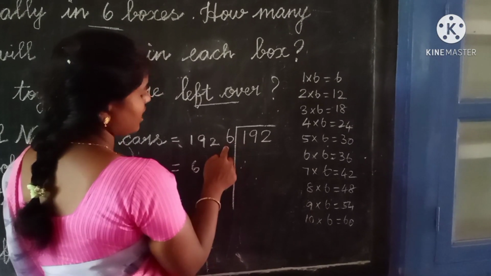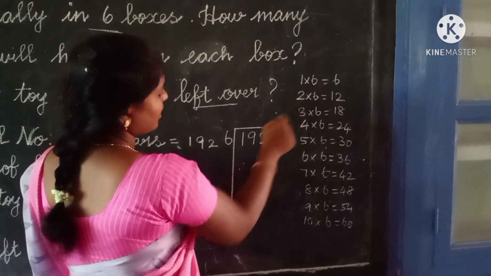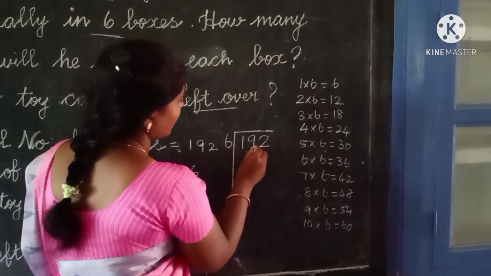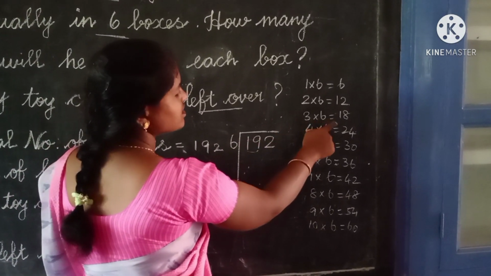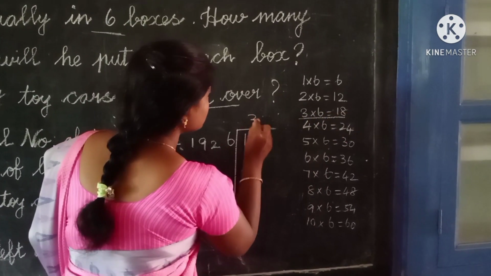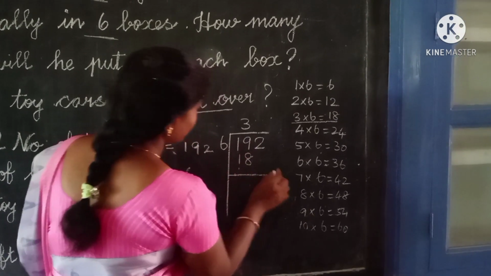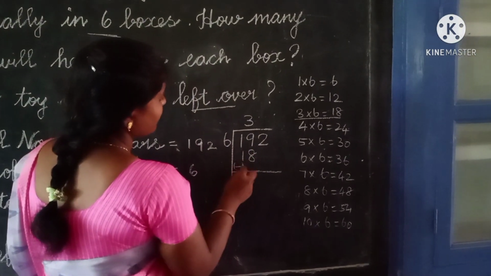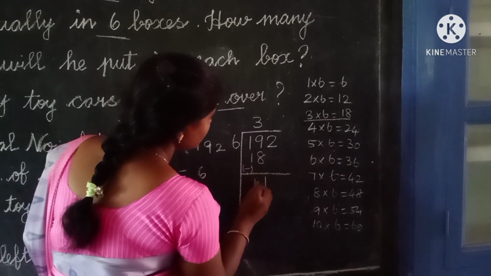Next, see children. Here 1, here 6. 6 does not divide 1. So next we take the next number, 19. How many 6s are 19? 19 is not there. So before that number, 18. 3 6s are 18. Next we put the subtraction symbol. 9 minus 8, 1. 1 minus 1, 0.